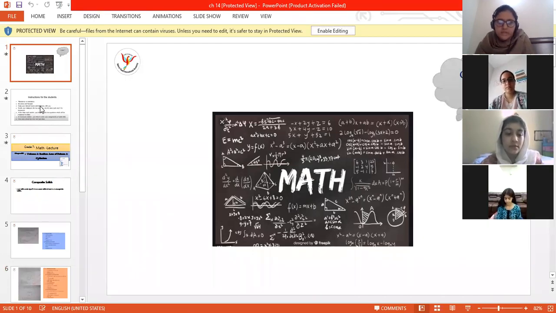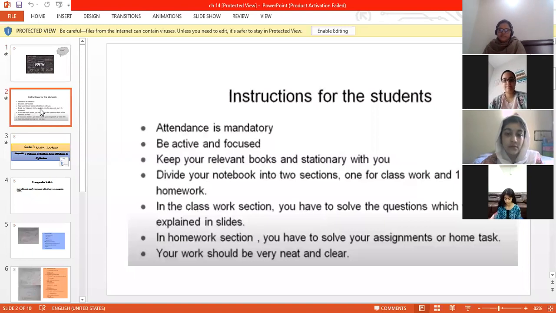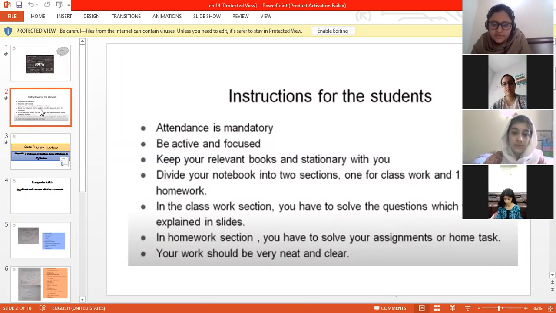Okay. Before starting the lecture, there are some instructions for you which you have to follow. Your attendance is mandatory. Be active and focused. Keep your relevant books and stationery with you. Divide your notebook into two sections, one for classwork, one for homework. In the classwork section, you have to solve the questions which are explained in the slides, and in the homework section, you have to solve your assignments or home tasks. Your work should be very neat and clear.